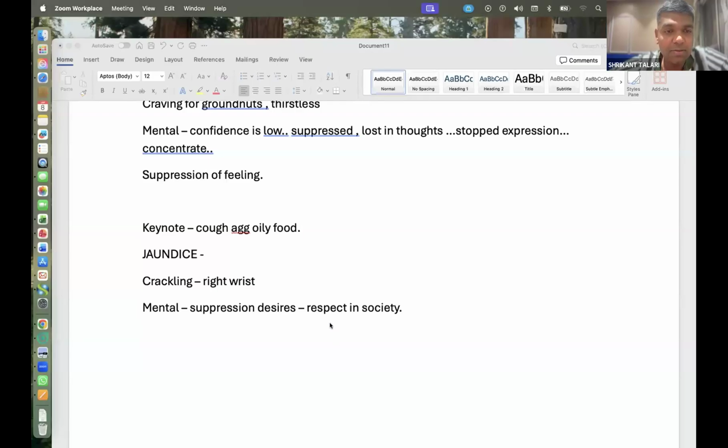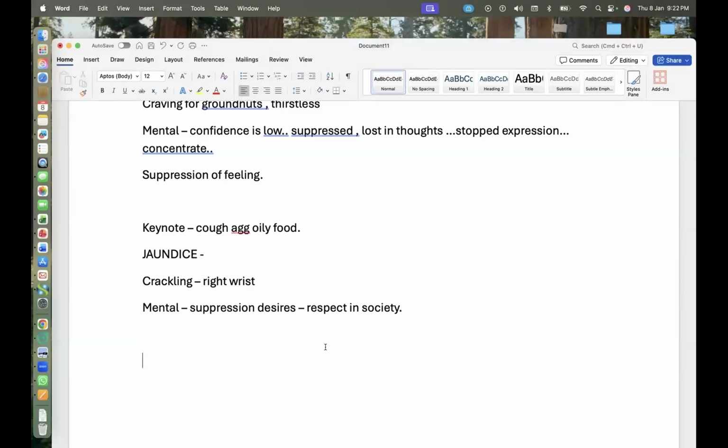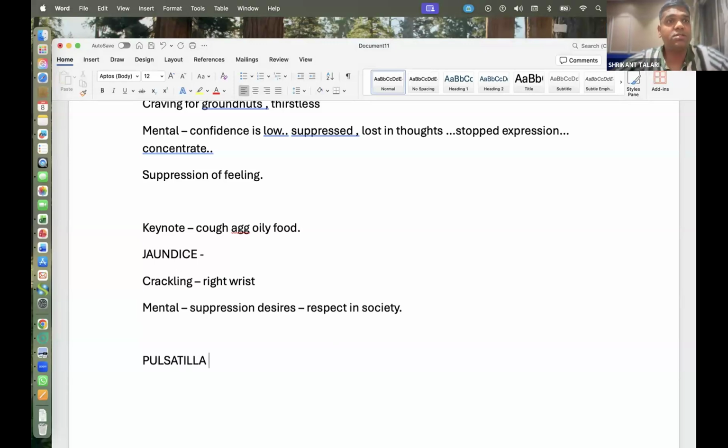GI complaints or respiratory complaints aggravated by oily food. Lycopodium. One is lycopodium. Okay, another. Pulsatilla. Very nice. The topmost first remedy that usually comes to our mind is pulsatilla. So I said, okay, pulsatilla has oily food aggravates.